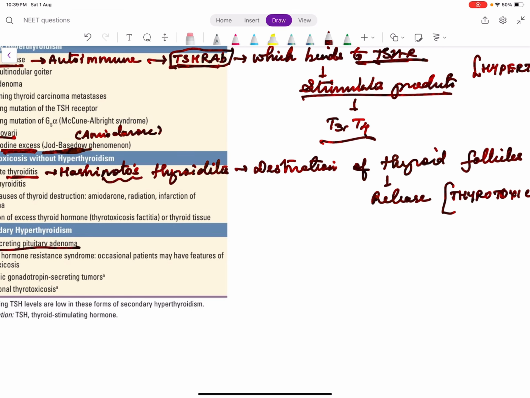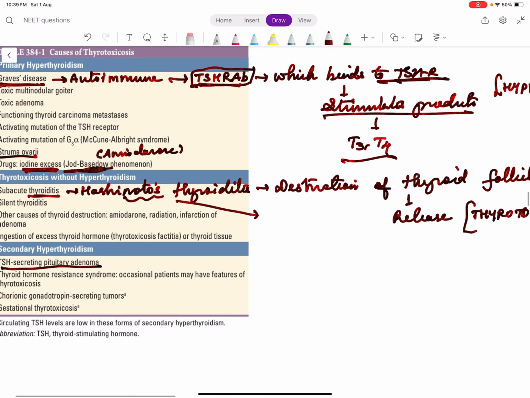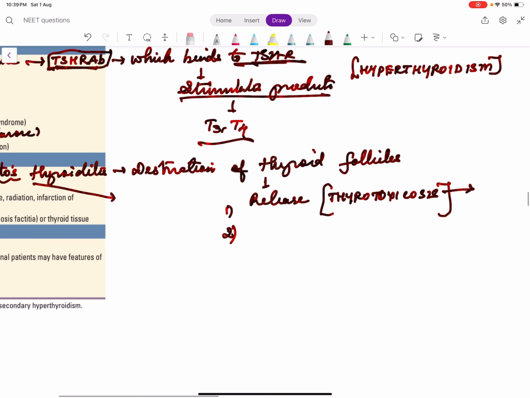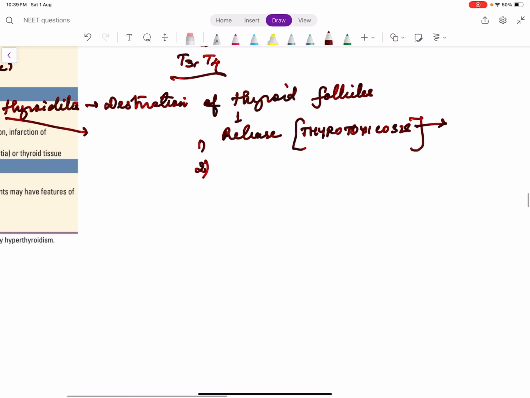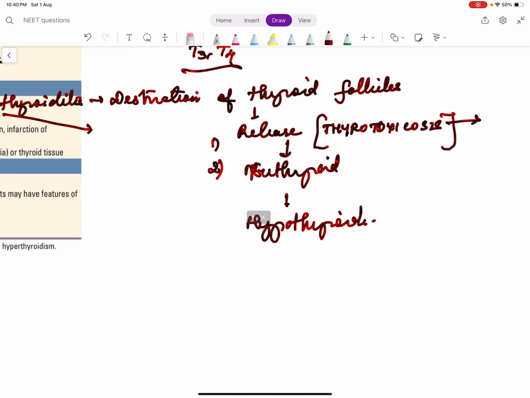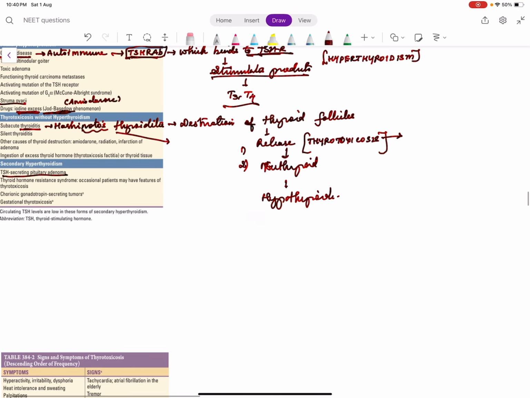In Hashimoto's, what happens is, as I told you, initially there is a release of thyroxine. So initially there is a thyrotoxic or hyperthyroid phase. But over time, due to permanent destruction of the thyroid follicles, they will later become euthyroid and then hypothyroid. So Hashimoto's thyroiditis follows three phases: an initial thyrotoxic phase due to release of thyroxine from the thyroid follicles, then they become euthyroid, then they become hypothyroid.